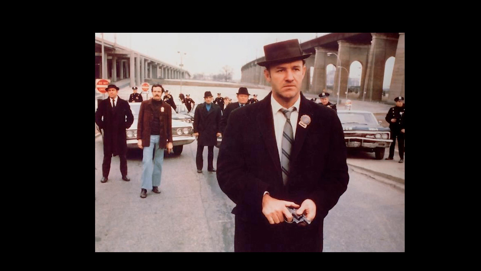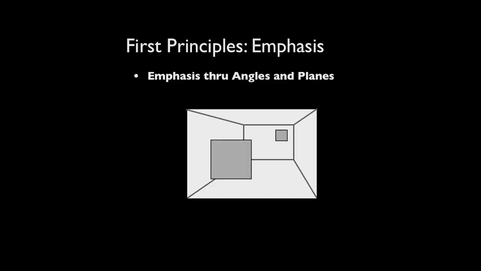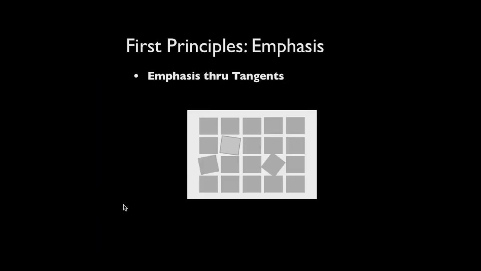This is Popeye Doyle from The French Connection. Emphasis through angles and planes. So creating emphasis by using perspective lines to draw you into something. And of course you could say also repetition of form leading you toward a similar form would work that way too. Emphasis through tangent. So everything is all nice and orderly, but you've got these certain things that are out of order, and so you see them immediately, right?